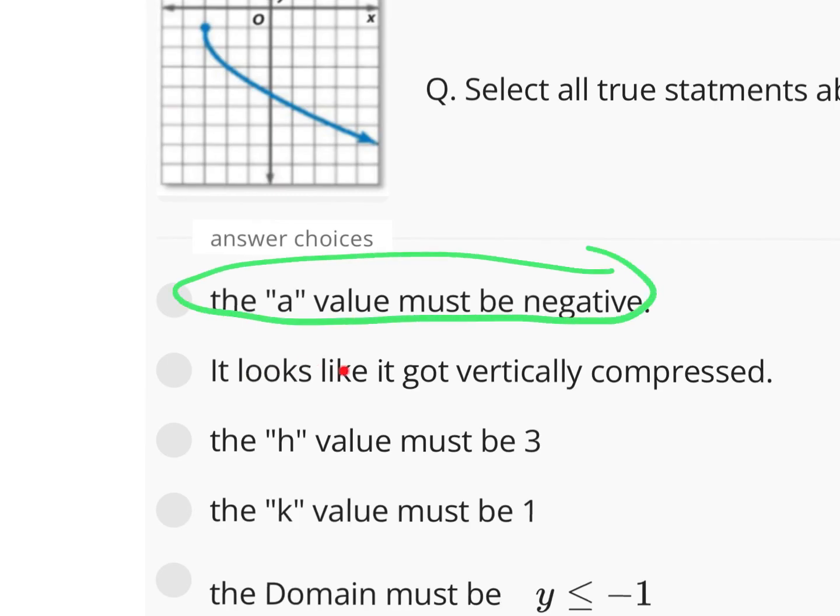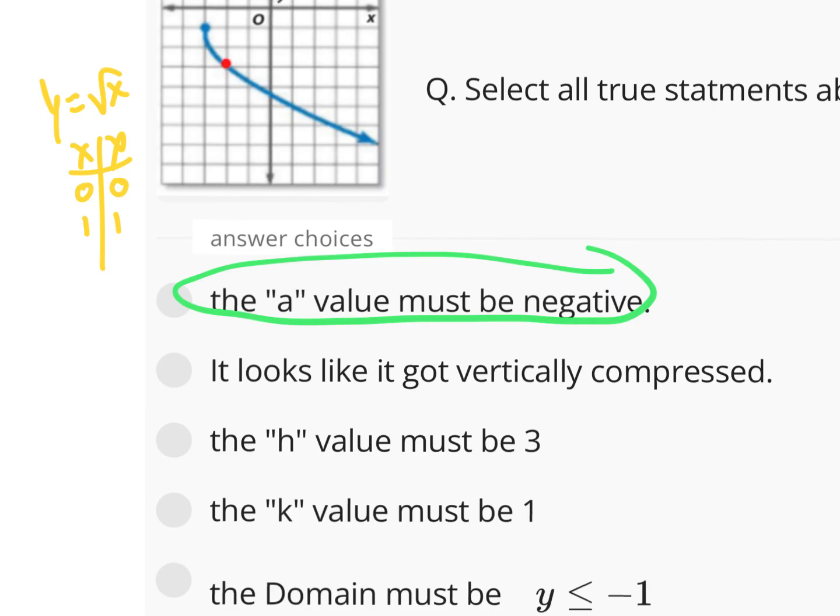Let's look at the next one. It looks like it got vertically compressed. Compressed means that it got smashed. Now if you remember the parent graph, y equals the square root of x, the square root of 0 is 0, but the square root of 1 is 1. So from (0, 0) to (1, 1), the pattern is it goes up 1 over 1. So if it just reflected over the x-axis, then it must be going down 1 over 1. But as you can see right here, it doesn't go down 1 over 1. It's actually going down 2 over 1.